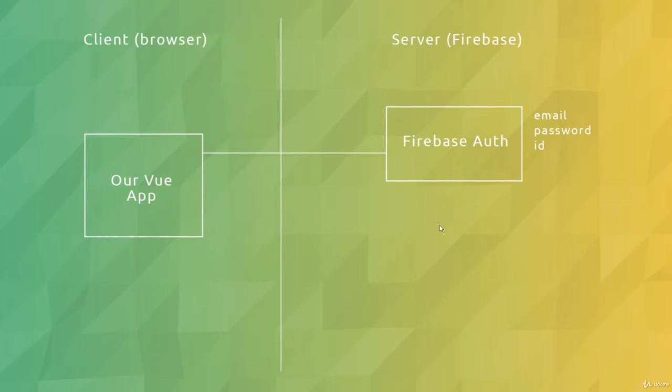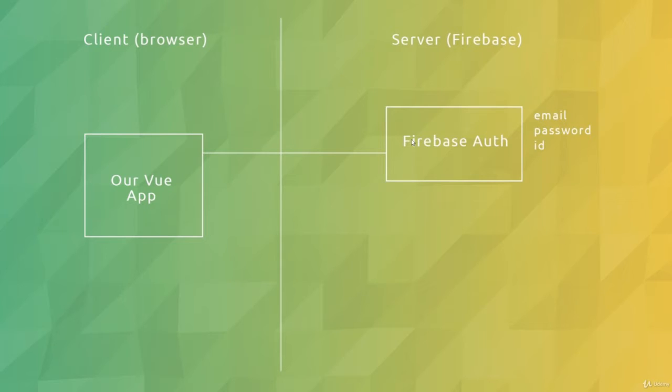Alright then, so we're almost at the point now where we're ready to start using Firebase Auth to sign up our users to this application. But before we do that, I just want to talk a little bit about how we'll be storing our user data. So imagine that everything on the left over here is running in the browser, the client, and that's our Vue application, and everything on the right over here is the server, which is running on Firebase.